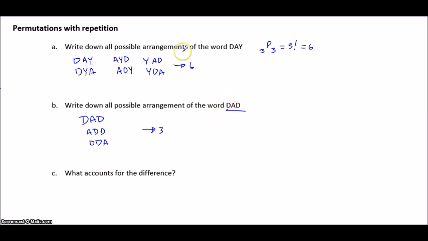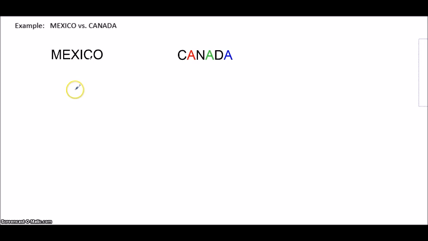It shouldn't be a surprise that the difference is going to be related to the fact that we have these 2 repeated letters in the word dad, and we had no repeated letters up here in day. And so that's what we're going to talk about next. That preceding quick example showed us that fewer permutations result when some of the objects we're rearranging are the same. And in dad, the 2 D's were the same. So let's consider this example to see this more clearly.